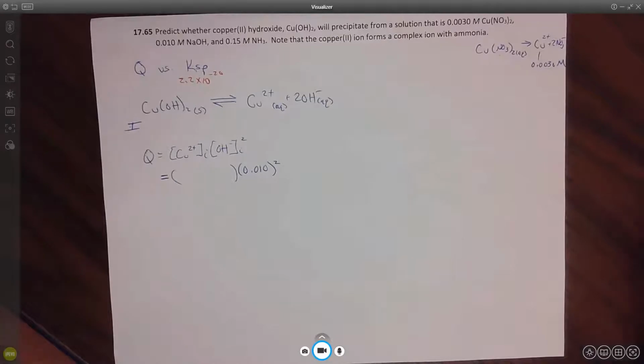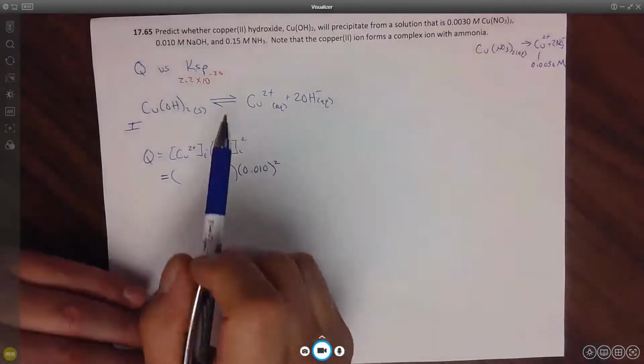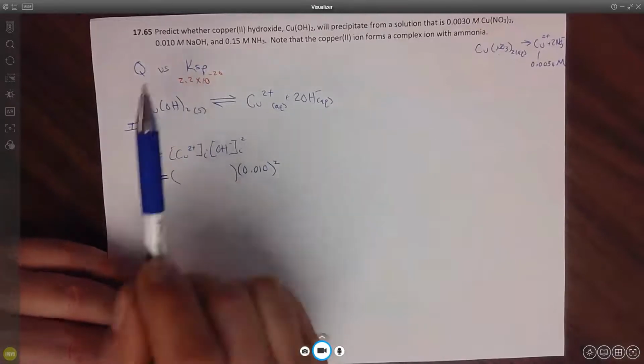We compared the Ka and the Kb, right? Whichever one was bigger, that's the one that wins. If the Ka was bigger than the Kb, the solution is going to be acidic. If the Kb was bigger than the Ka, the solution is going to be basic. The same principle holds true here. We have the KSP competing with the KF.